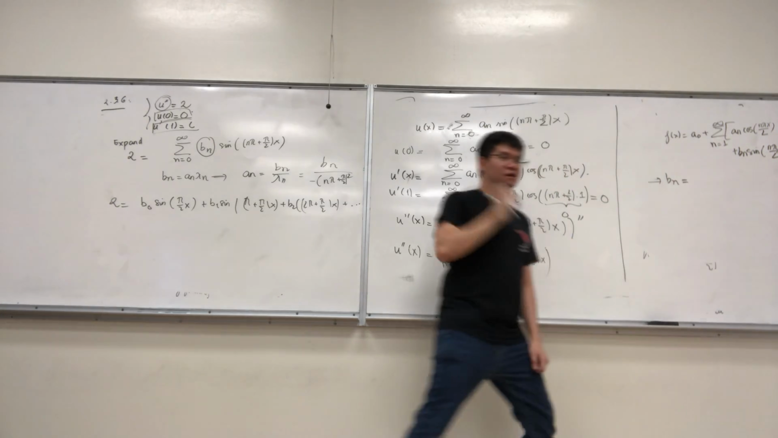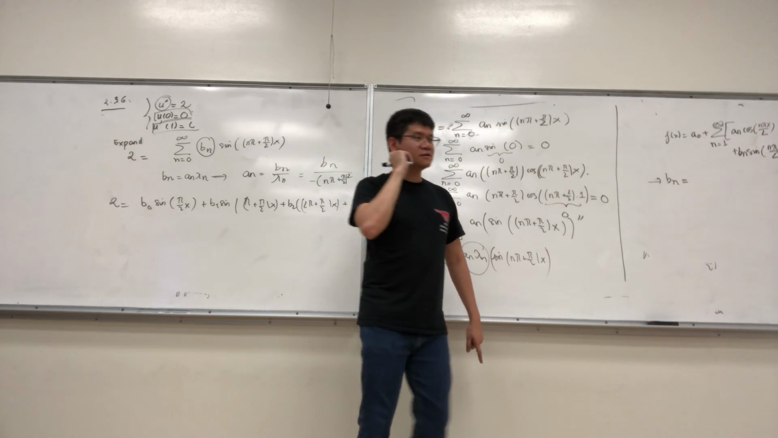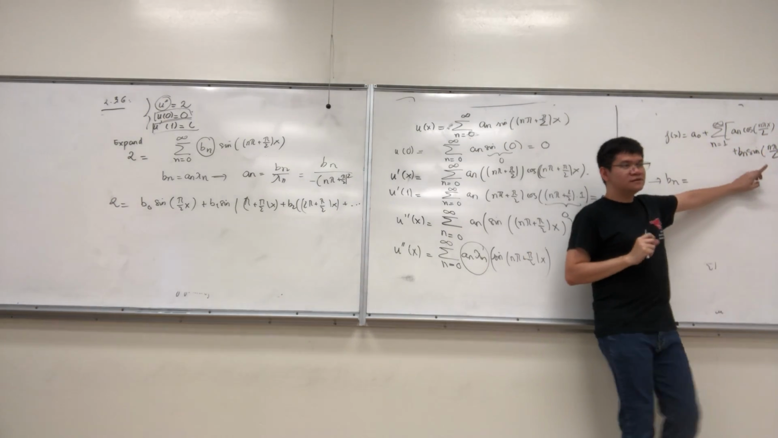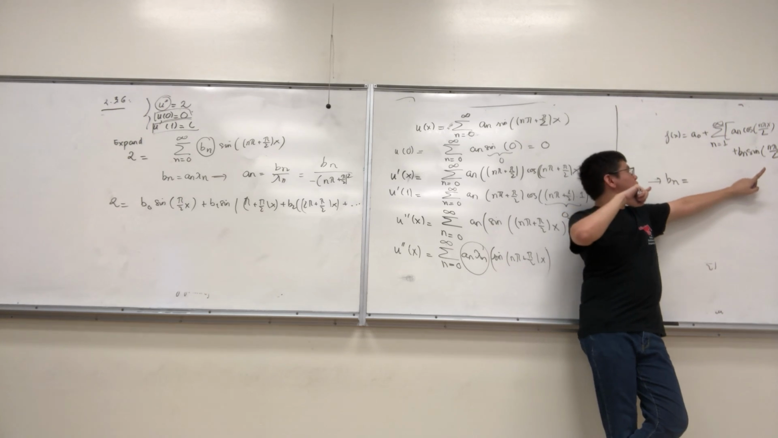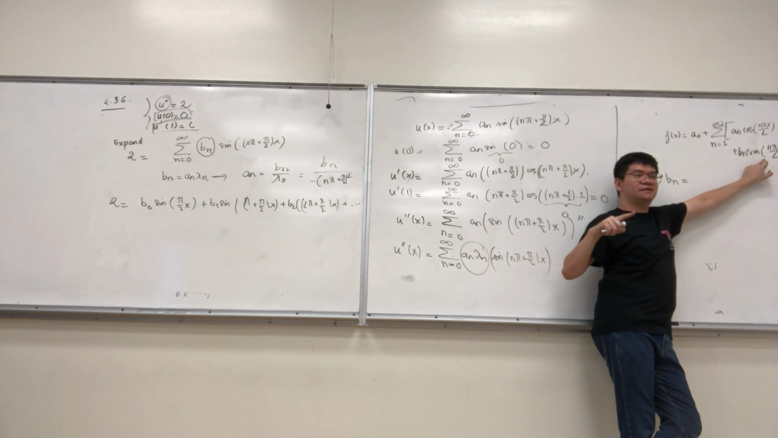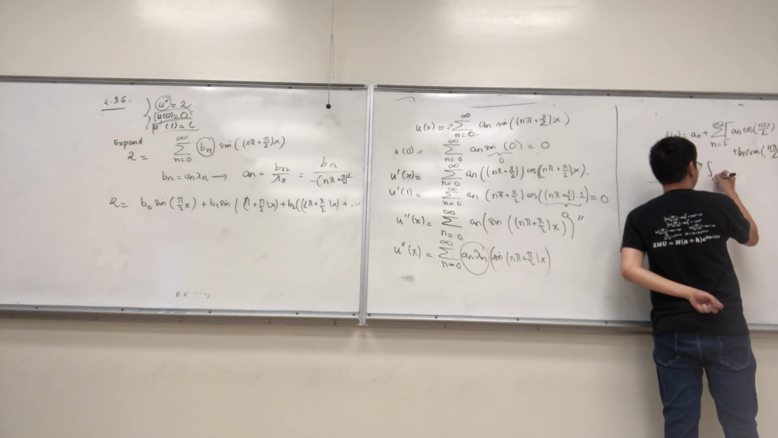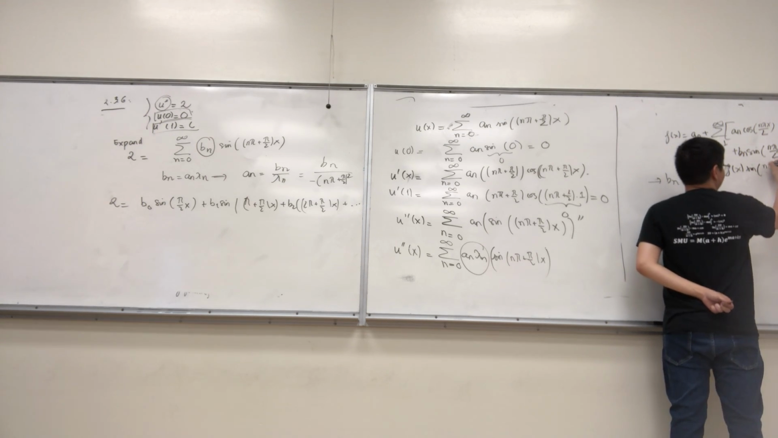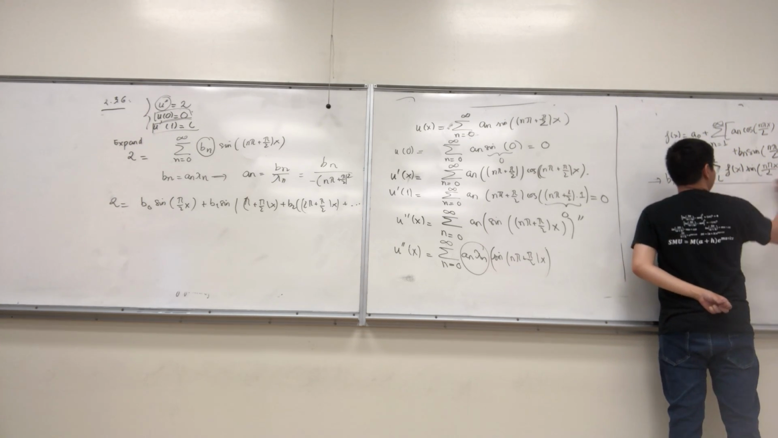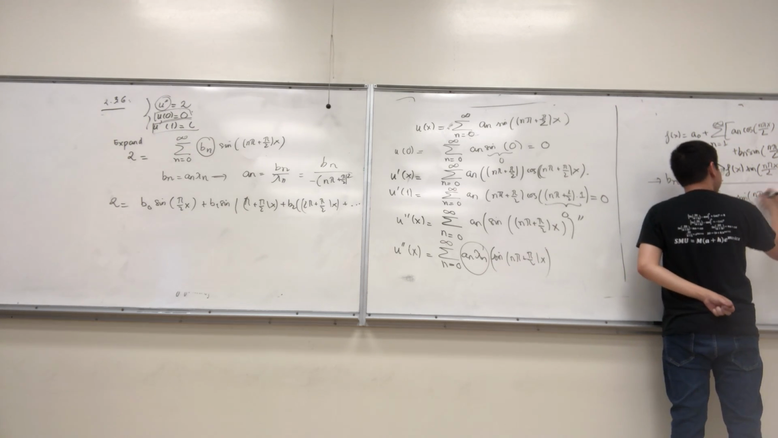You do 1 over L times the integral from minus L to L. So you take the inner product of f with this sinus, and you divide by the inner product of sinus with itself. So it's going to be the integral from minus L to L of f(x) sinus of n pi x over L, divided by the integral from minus L to L of sinus of n pi x over L squared.